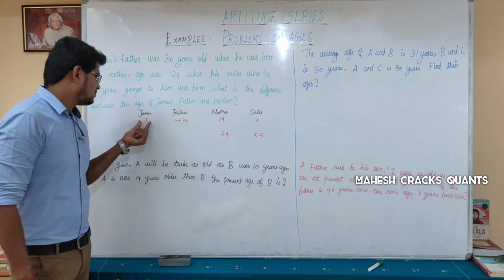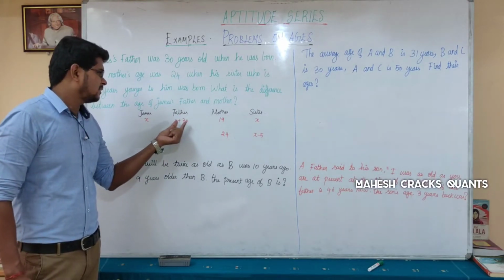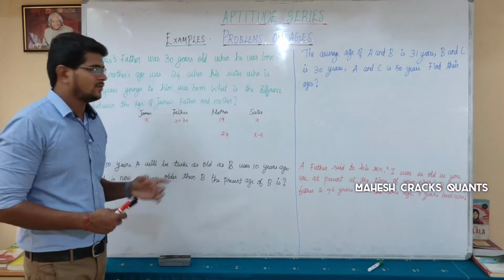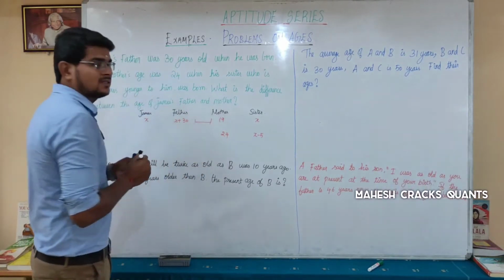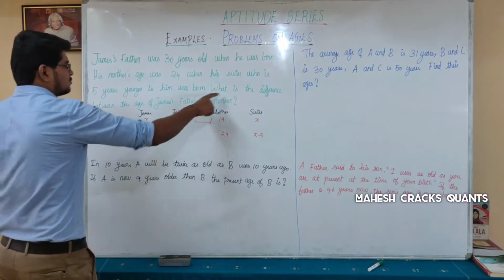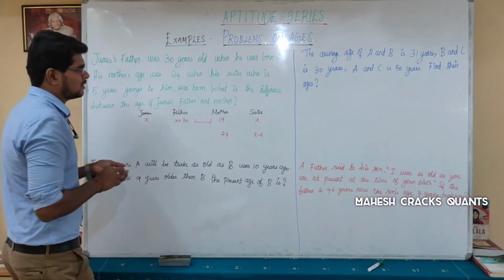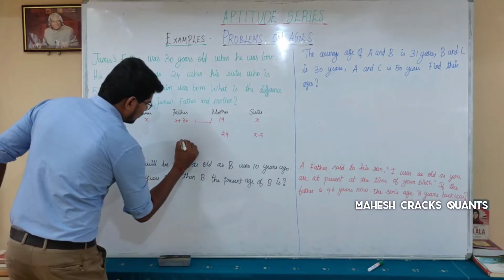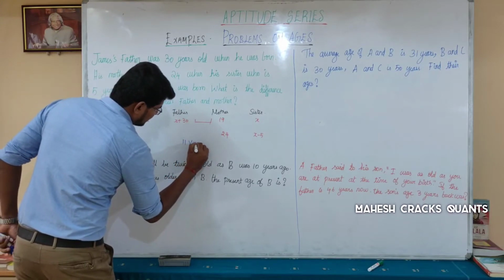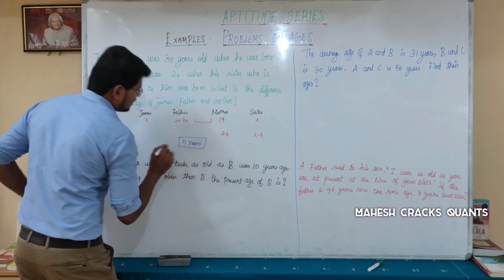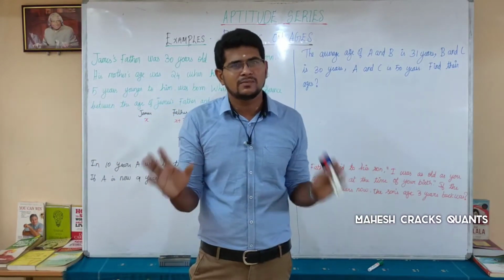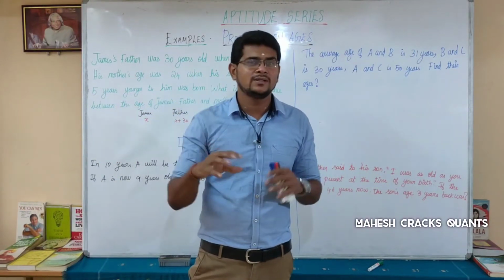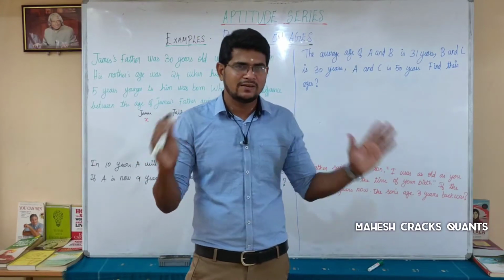So when James was born, his father is 30 and his mother is 19. What is the difference between them? Which is 11 years. That's the question here. The question is, what is the difference between the age of James' father and mother? So the difference is 11 years between his father and mother. The difference will not change. Even after 10 years, the difference will be the same, 11 years. Even 10 years ago, it is also the same, which is 11 years.